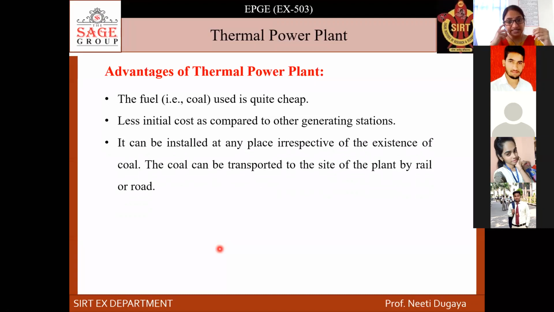Then next, it can be installed at any place irrespective of the existence of coal. The coal availability is the main thing, because in the transportation of coal, lots of pricing is concerned, lots of practical issues are there, like coal being carried by goods train, carriage wagons, right, and that is true in open.